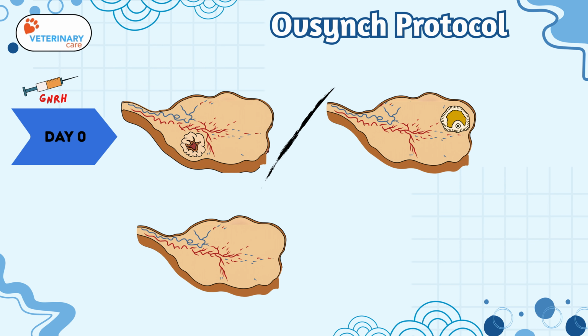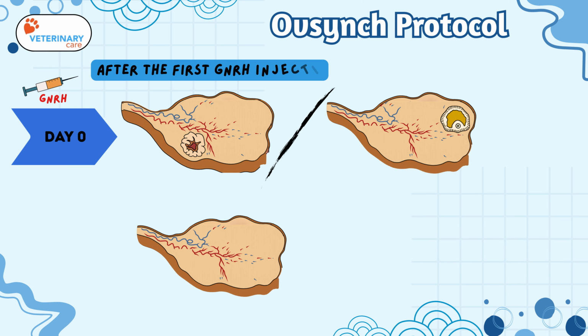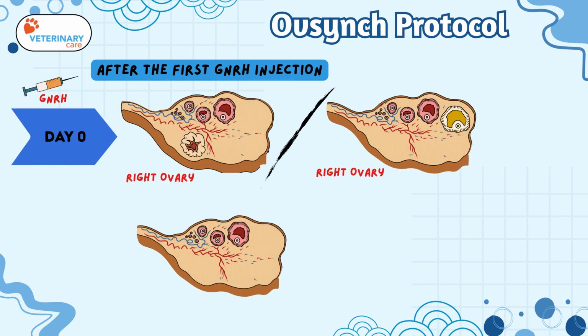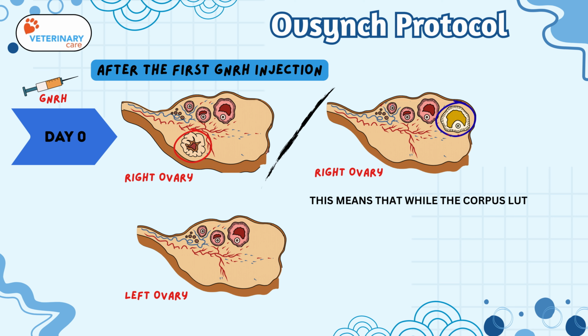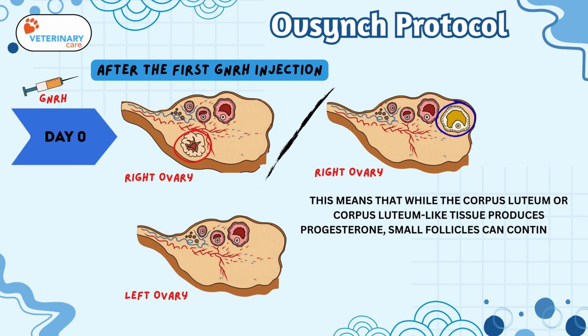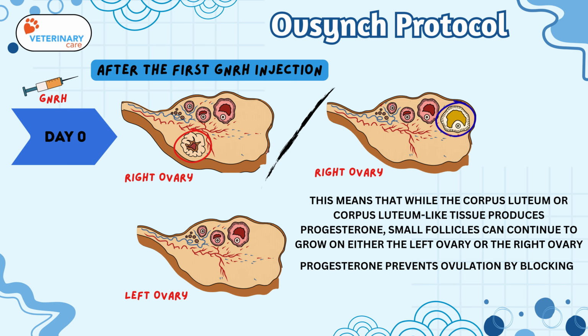After ovulation occurs following the day 0 GnRH injection, a new follicular wave begins. These new follicles can develop either on the same right ovary where the corpus luteum or corpus luteum-like tissue has formed, or on the opposite left ovary. This means that while the corpus luteum or corpus luteum-like tissue produces progesterone, small follicles can continue to grow on either the left ovary or the right ovary. Progesterone prevents ovulation by blocking the LH surge but does not stop follicle growth.